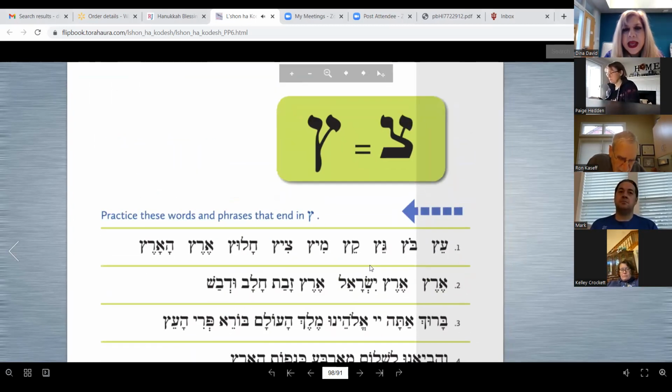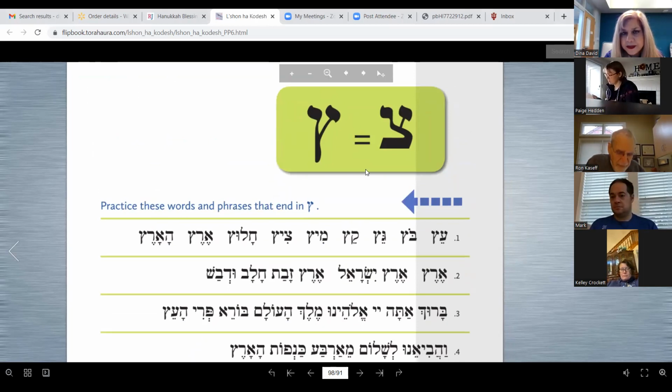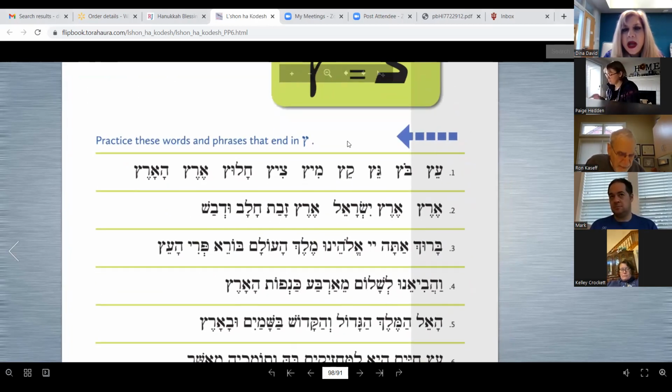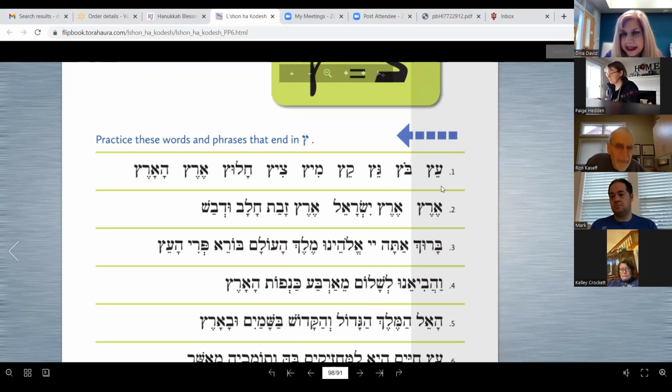All right, so now we have the final tzadik. So I'm going to read this one. Etz, boats, gets, kets, meets, seats, chalutz, eretz, haaretz.